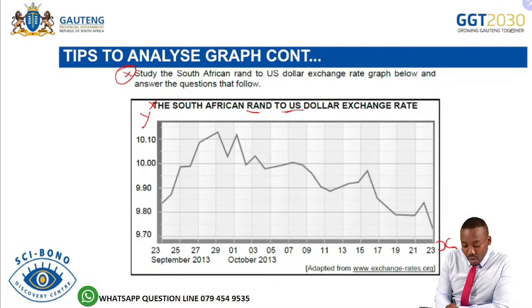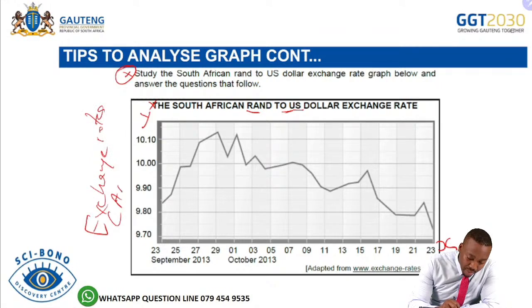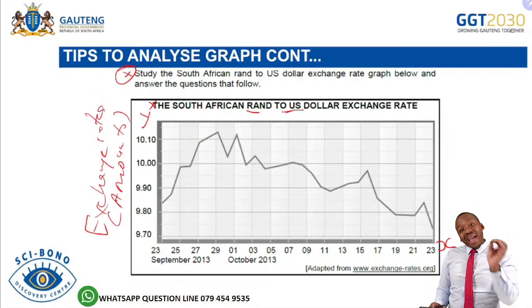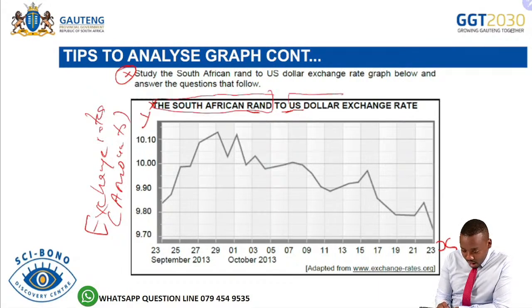Then what do you have on your y-axis? We've got what? The exchange rates. Exchange rates. Remember I said here it is what? The amounts. Right? The value of that particular currency at that particular moment. Right? And then which currencies on this particular graph? We know that they are comparing what? South African rand and the dollar. Right. And then what do you have on your x-axis? We've got the months. There we've got September, and then we've got October. And then here inside we've got what? The days. Right.